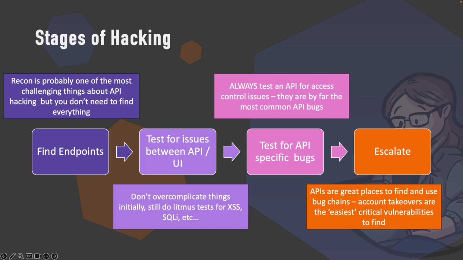And then escalate. APIs are really great places to find bug chains and to actually use your bug chains. Account takeovers are probably the easiest critical vulnerabilities to find. If you are struggling to find a critical, look at account takeovers because that is where you want to go.